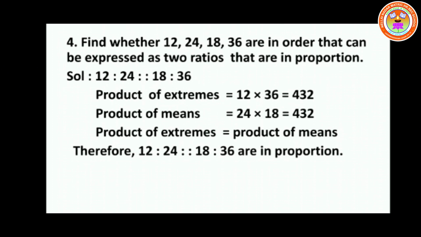So 24 into 18 equals 432. So product of extremes is equal to product of means. Both the answers we are getting are 432. So now they both are equal. Therefore 12 is to 24 as 18 is to 36 are in proportion.